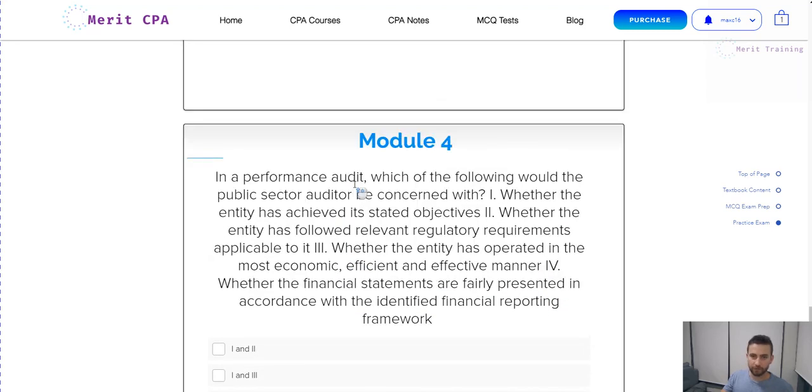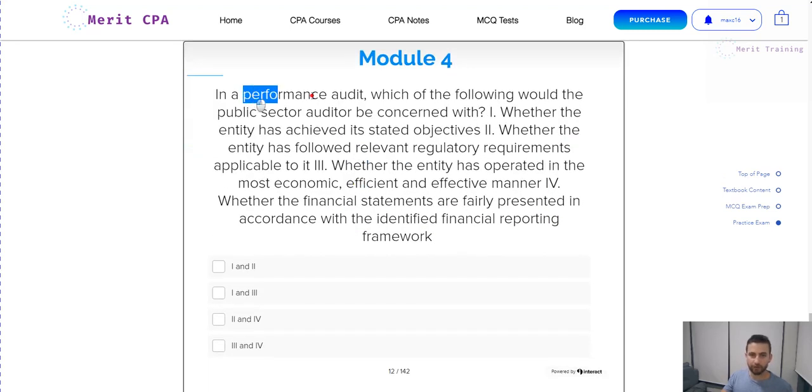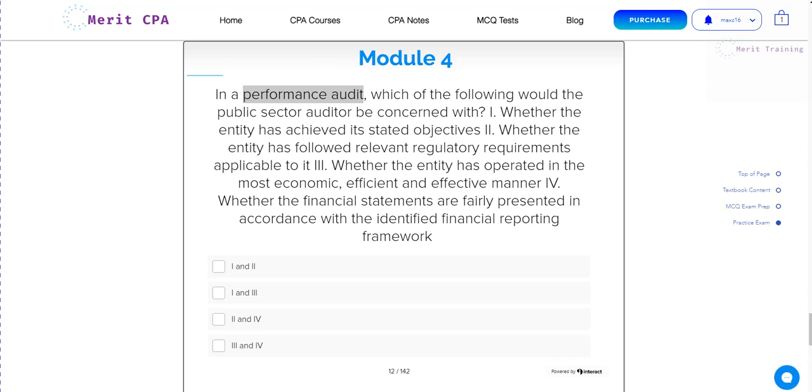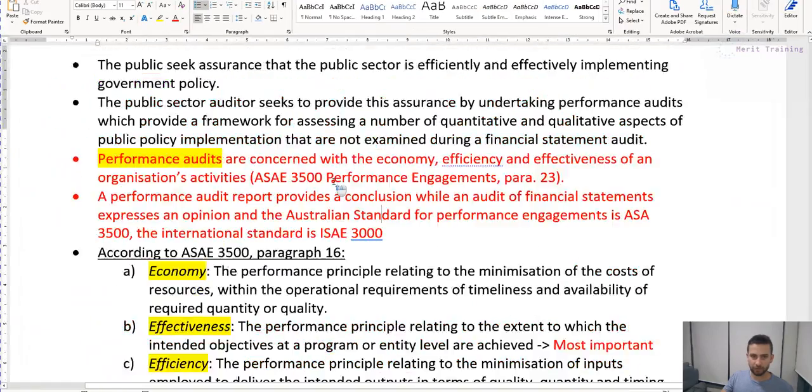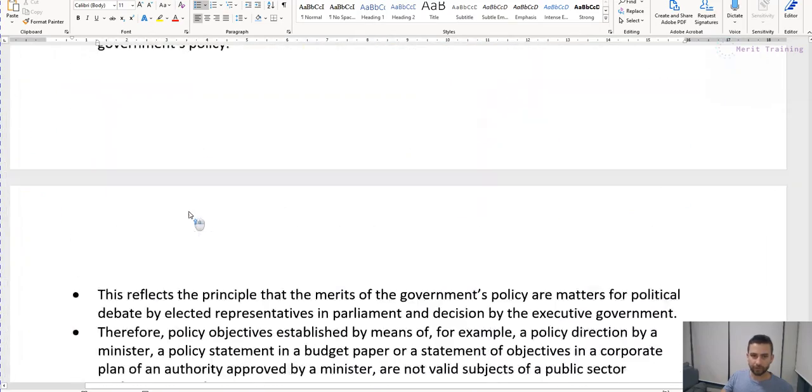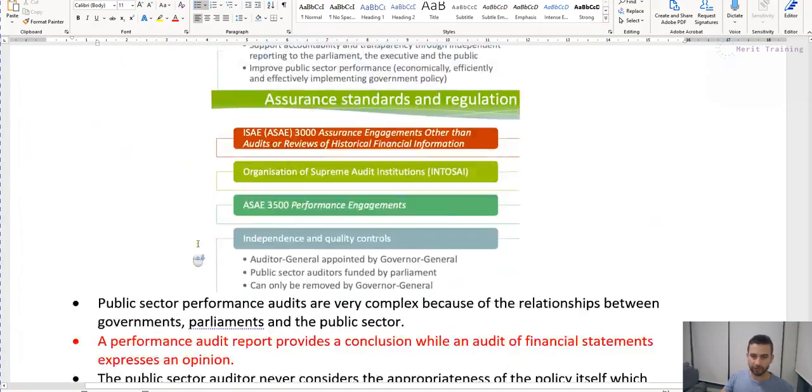So what I want to do is look up performance audit in our notes. So let's put that in. Hopefully not too many options come up. Oh, there's quite a few. Okay, so we'll just do a search of performance audit and find the relevant definition. So I'm going to pull up this section here. There we go. So this is under the category of other assurance engagements.